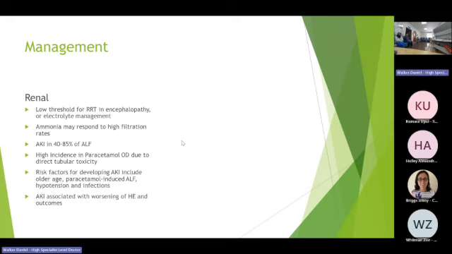So renal, as we've discussed, ammonia is dialyzable, so you can get rid of it. In acute liver failure, up to 85% get acute renal failure anyway, or AKI. As we said on the paracetamol slide, there is some direct tubular toxicity of paracetamol. And the risk factors for AKI, as well as paracetamol, probably not a shock, but also older age, hypertension, infections, and it is associated with a worsening of hepatic encephalopathy and outcomes.